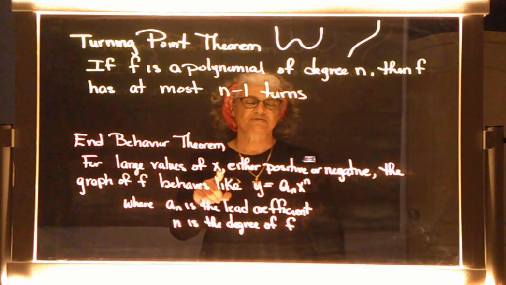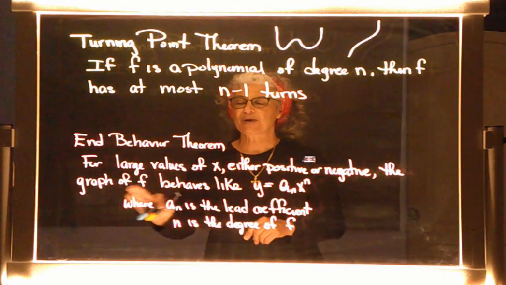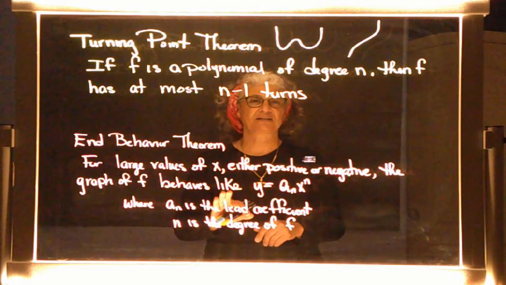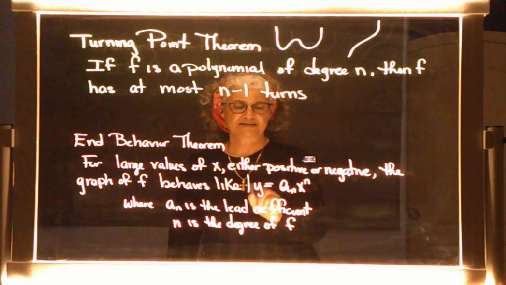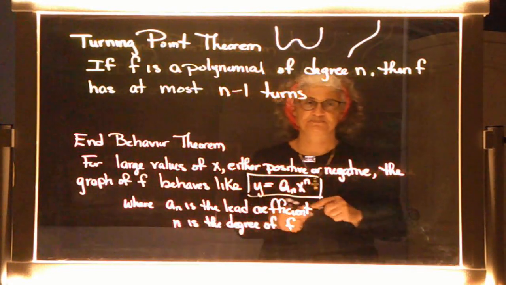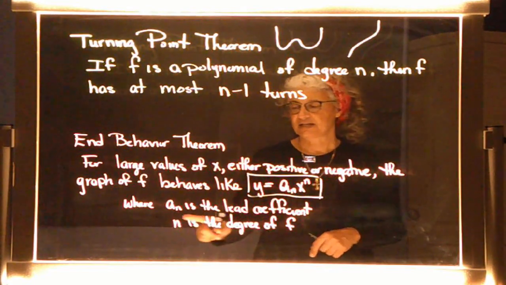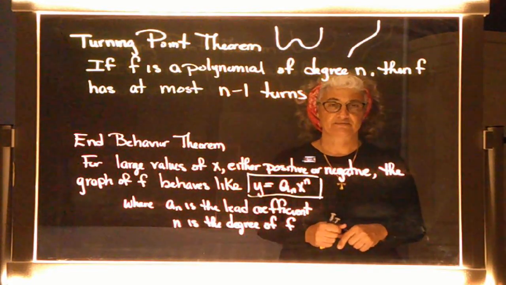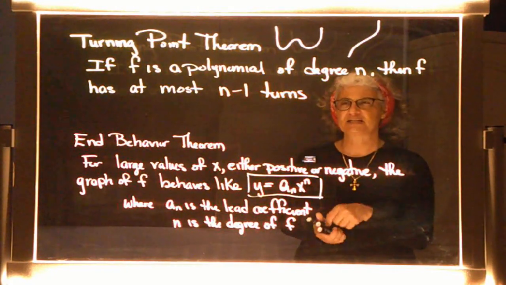Okay, let's look at this last theorem, the end behavior theorem. For large values of x, and these values could either be positive or negative, the graph of f behaves like y equals a sub n times x to the nth power. And then they tell me a sub n is the leading coefficient and n is the degree of f. So you're like, well, what does this mean? All right, so hang in there.